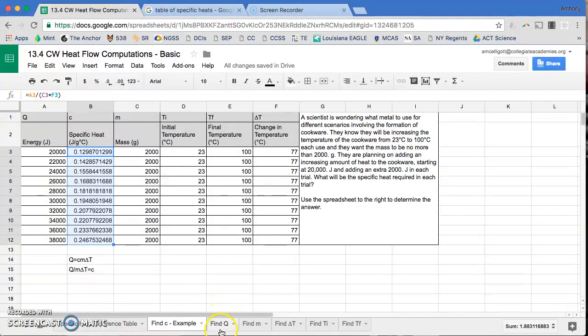Go to tab Find Q and start on the question there. When you finish Find Q, go to Find M, Find Delta T, Find TI, and Find TF. You may begin.